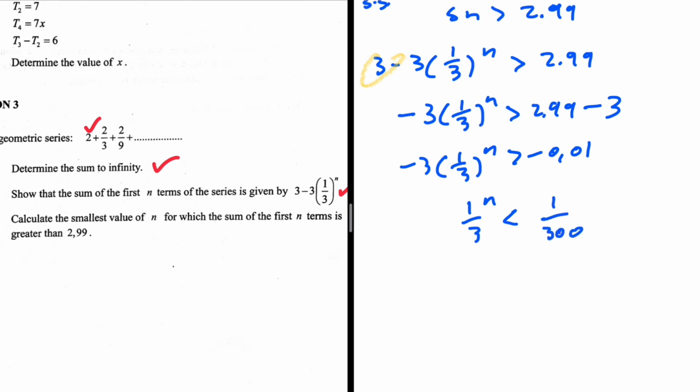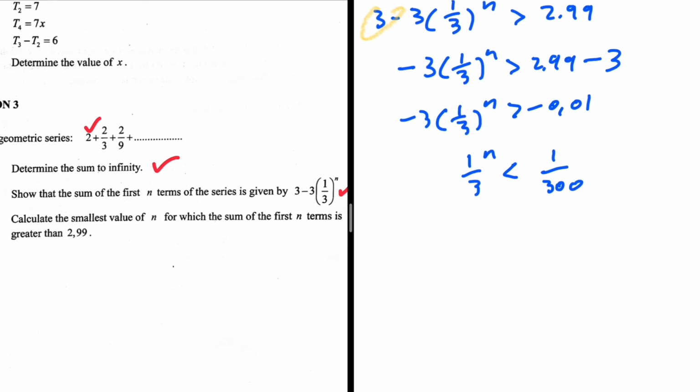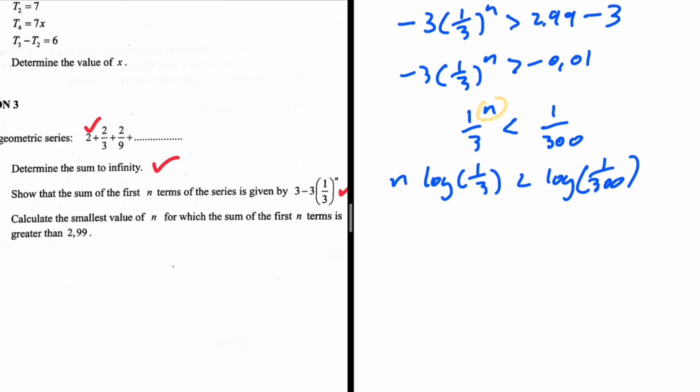Okay, let's take a look. How can we progress from there on? Well, we can introduce the log on both sides because n is there at the top. So n log of 1 over 3 is less than log of 1 over 300. Okay, let's progress. So dividing both sides by log of 1 over 3, n should be less than log of 1 over 300 divided by log of 1 over 3.